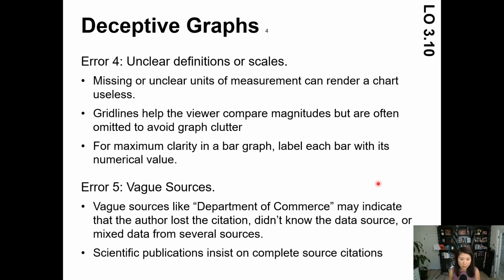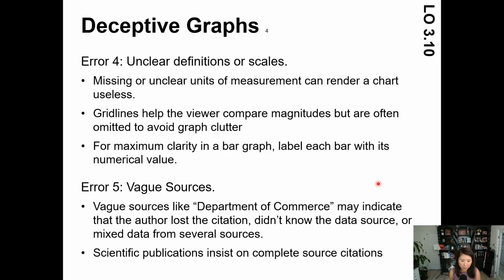Fourth, unclear definitions or scales. If you are not labeling your vertical and horizontal axes, nobody can read it. And as you're labeling them, you also want to include the measurement unit. Sometimes it's measured in dollars, sometimes in billions of dollars. Can you imagine missing the million-dollar measurement unit on your chart, and people misreading your chart, right?